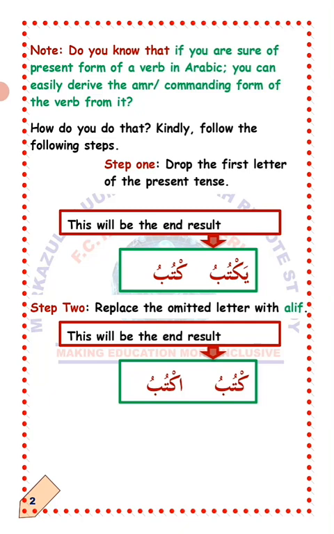For instance, in the case of yaktub, when we replace ya' with alif, the third letter is carrying damma, which means we are going to read our alif with damma. So the amr from yaktub is uktub. Step number 3 is to give the last letter sukun, as we know that the main sign of amr is sukun appearing on the last letter. So yaktub will now become uktub.